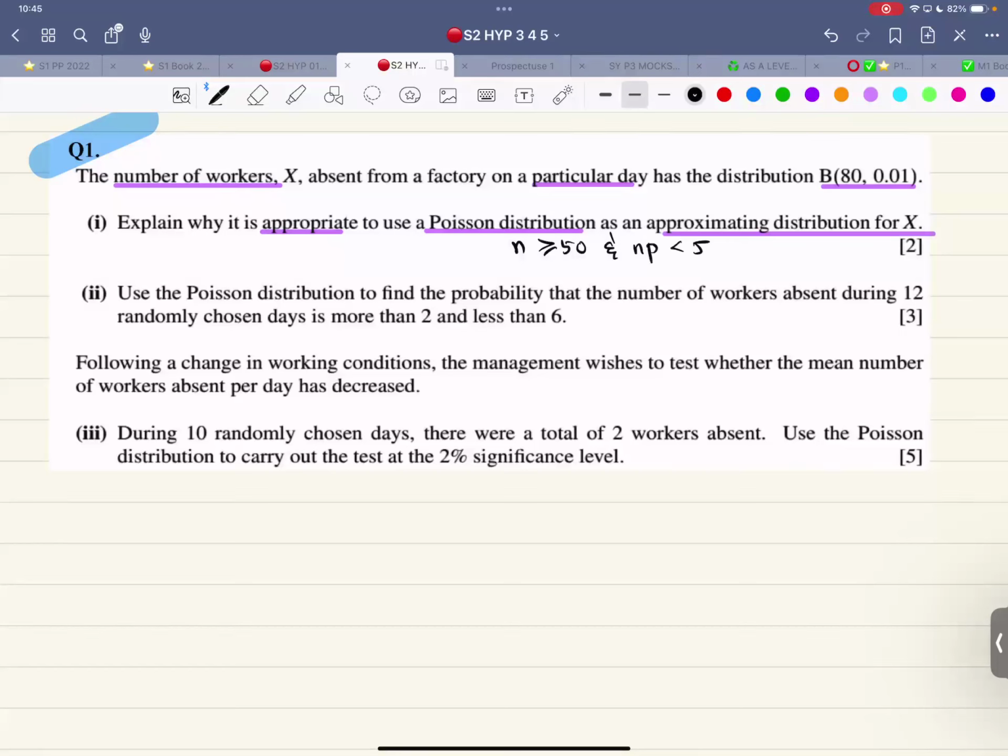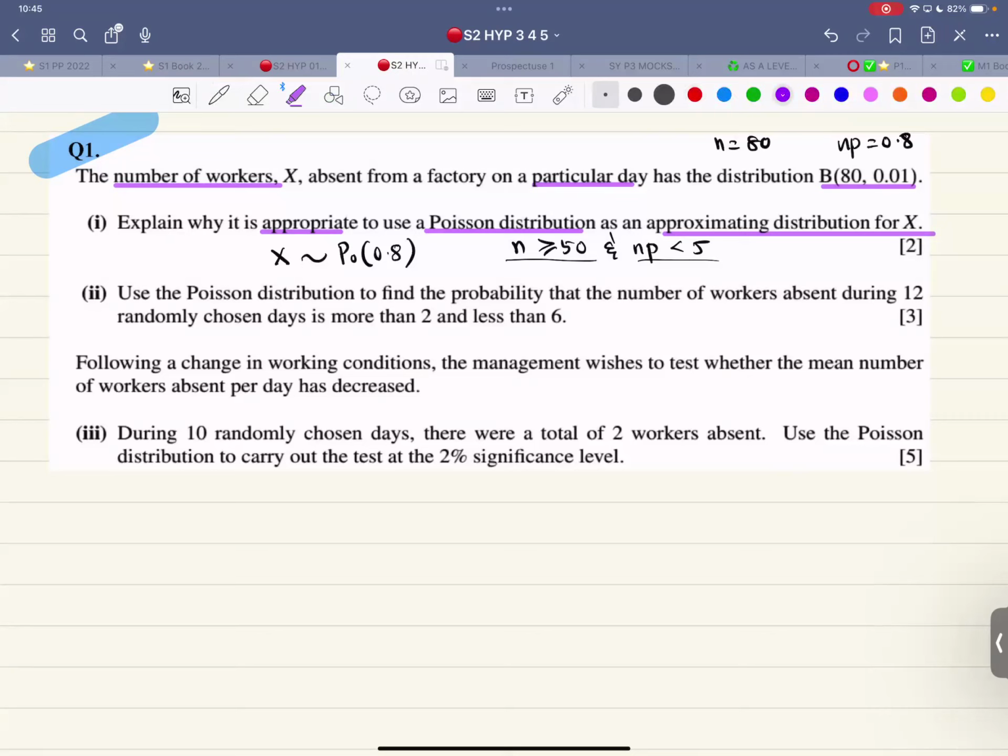So 80 into 0.01 will become 0.8. So NP over here is 0.8. N, you can see for yourself, is 80. Both conditions are fulfilled. Therefore, you can convert it into Poisson. So now X follows a Poisson distribution with 0.8. That is for a particular day.